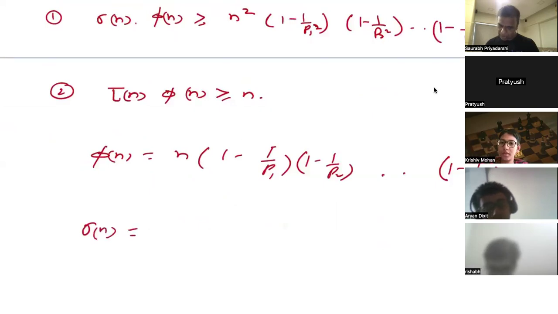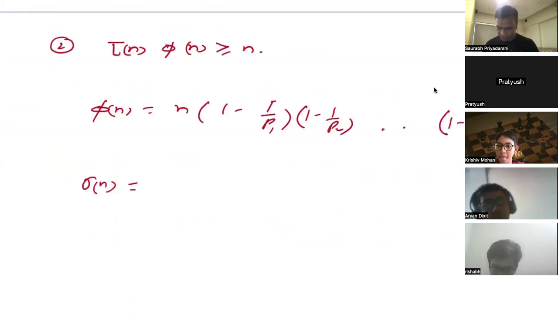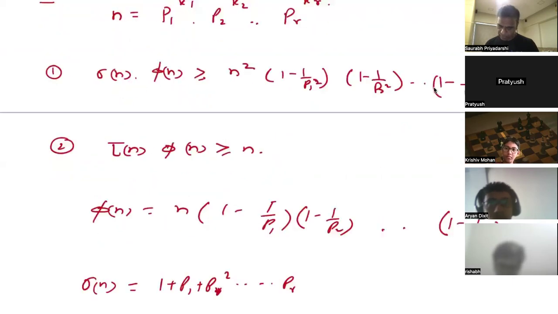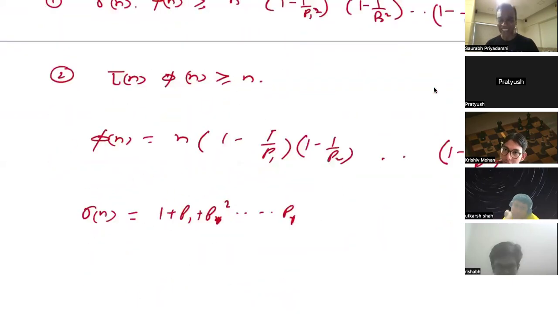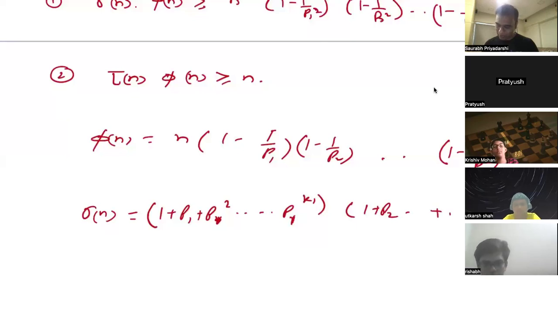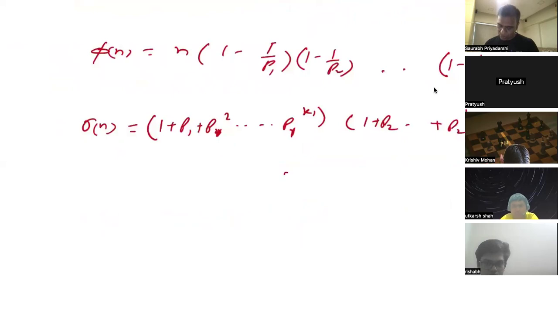We know that, so I think this is done. Very good, absolutely. This is a question that will come, beta. Yes, what Utkarsh, is it done? It was a bit direct, that I was saying. 1 plus p1 up to p1 to the power k1, and similarly 1 plus p2 up to p2 to the power k2 and so on, right? And so on.